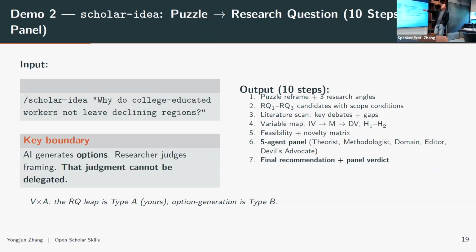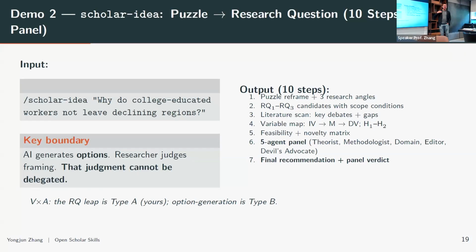So here, basically, you have some idea, right? So here, why do college-educated workers leave declining regions, right? That's kind of your research idea. But again, we're trying to formalize your research idea, right? So trying to find a puzzle, I'm trying to propose some research question candidates, right, with different scope conditions, and also scan the literature. Do the literature scan, right?